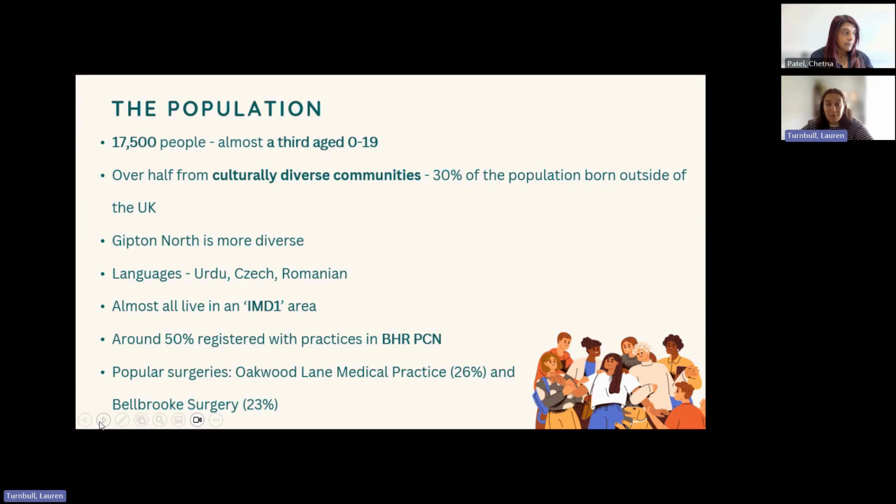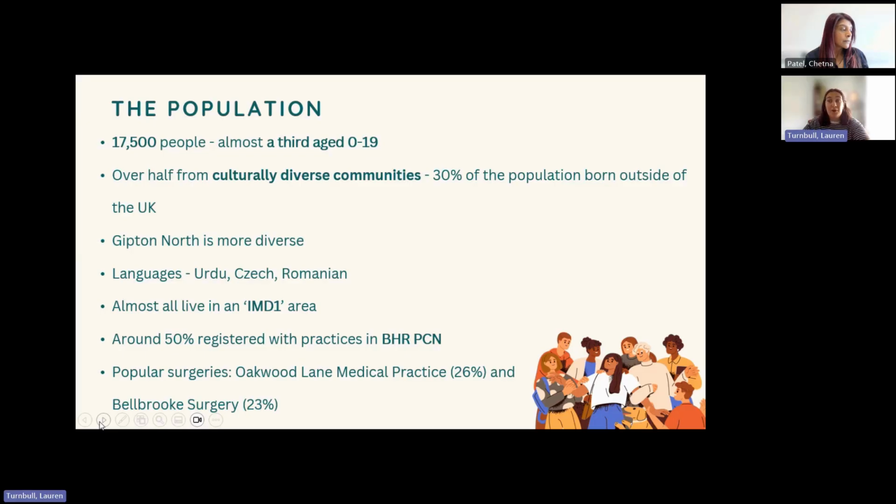We've got a really big population of young people, so a third of people there are aged 0 to 19. So it's really important when we think about the work we want to do, thinking about children and young people at the heart of that. Over half of the population are from culturally diverse communities. I think that's something that probably surprises a lot of people, because as I said, people still think that it's quite a white area.